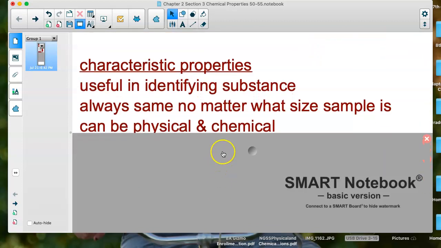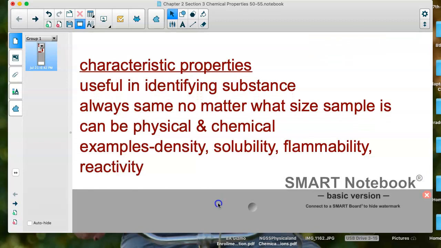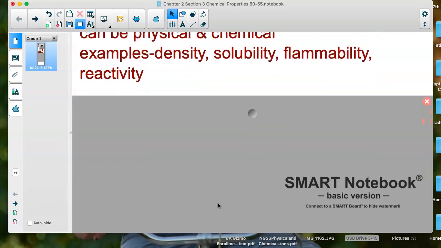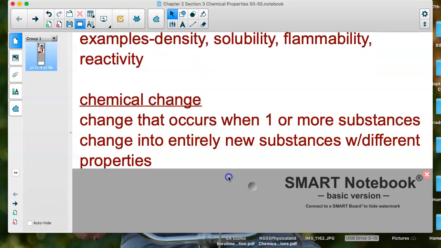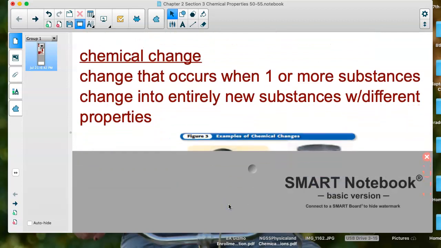So characteristic properties are things that we use to figure out or describe things, right? So it might be something physical, like density. It might be something chemical, like flammability. But some examples here of both, chemical and physical characteristic properties would be density, solubility, flammability, reactivity. So here's the crux of what we're going to learn here.